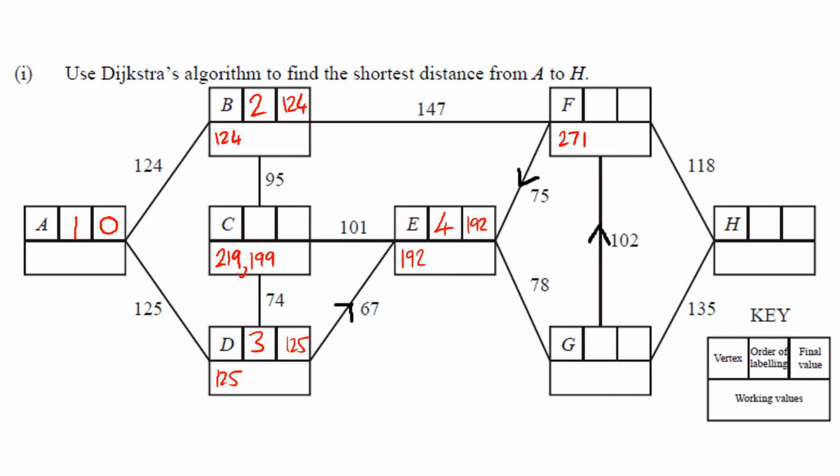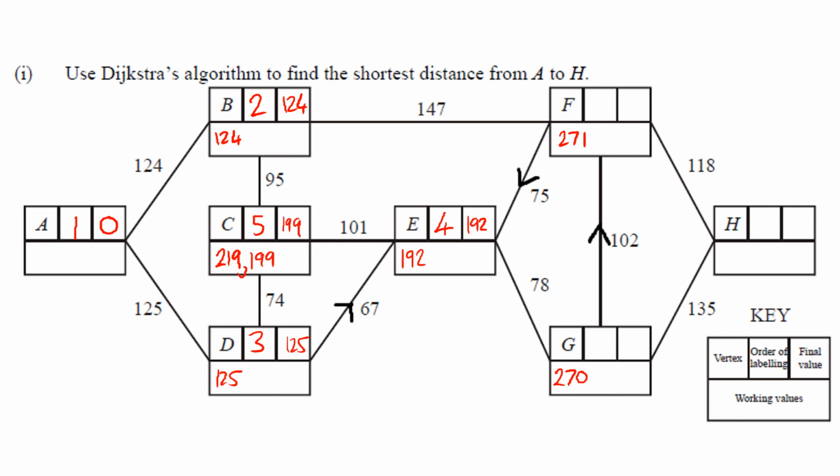And then this is an example of where the arrows are coming in. We can't update the F temporary label. 192 plus 75 would be less than 271, but we can't travel that way. So that's the only thing you've really got to bear in mind here. So we can just update this one to 270. Then we box off C.